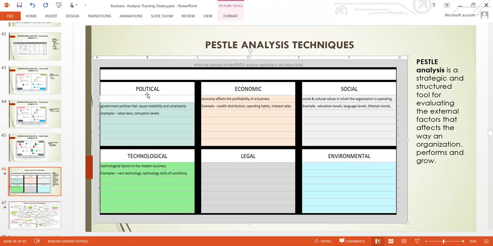And under political factor, these are government policies that can cause instability and uncertainties within the business and the project. Examples are labor law, corruption law, and various regulations, various laws.